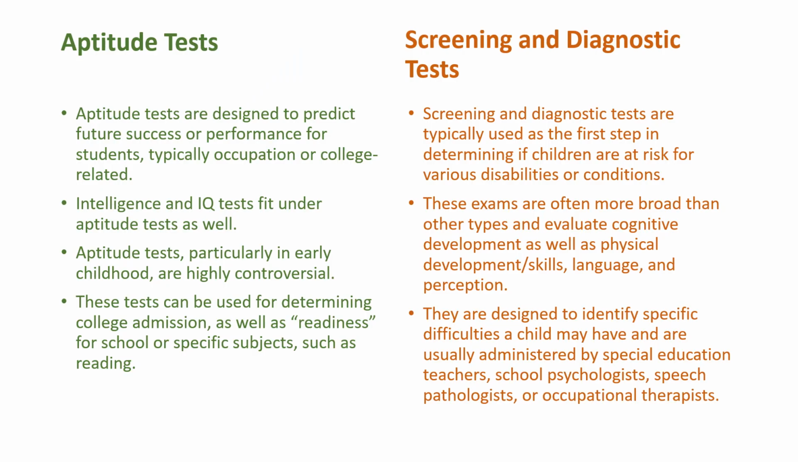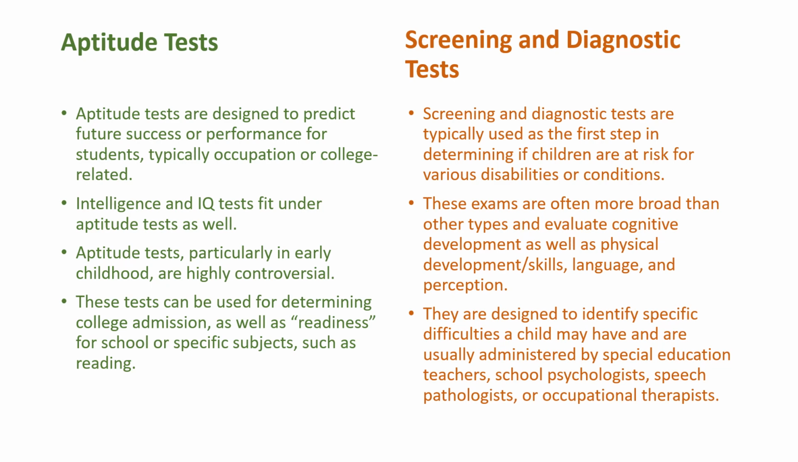The next type of standardized test is an aptitude test. So aptitude tests are designed to predict future success or performance for students. So these are not done at the end of a module. These are done to prepare for the next big steps. This might be a test you take before entering college or before beginning job training. Intelligence tests and IQ tests also fit under aptitude tests.